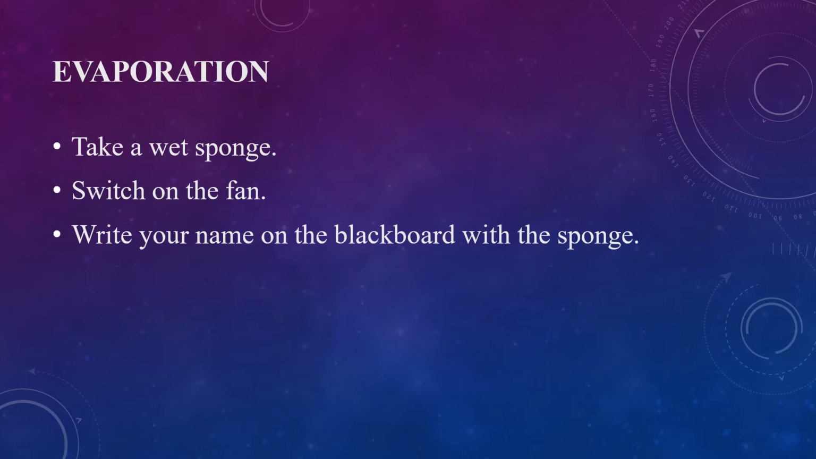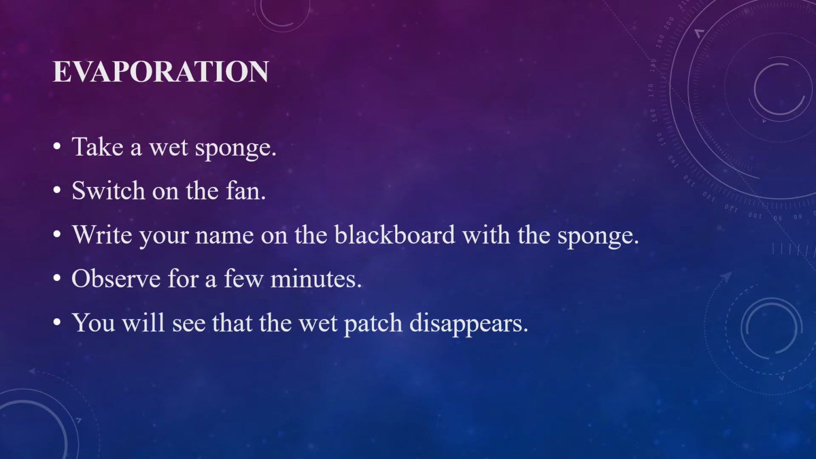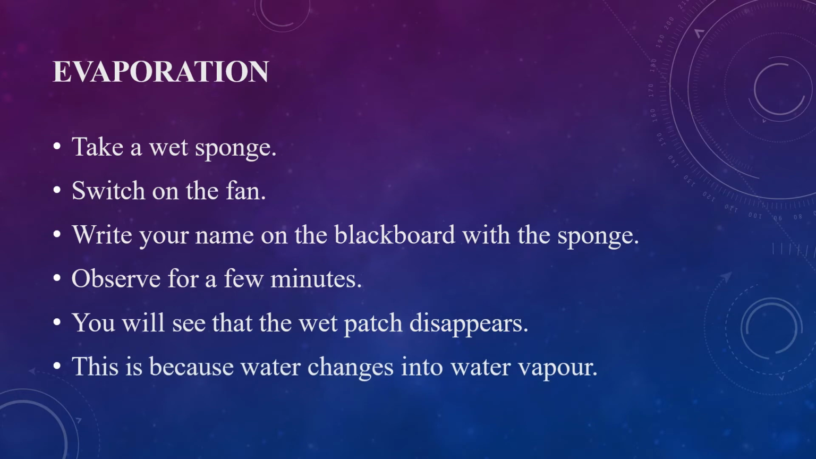So, when you are going to write your name with the help of sponge, what will happen? You can clearly see your name on the blackboard. Observe for a few minutes. Now what will happen? You will see that the wet patch disappears. This is because water changes into water vapor, that is gas.